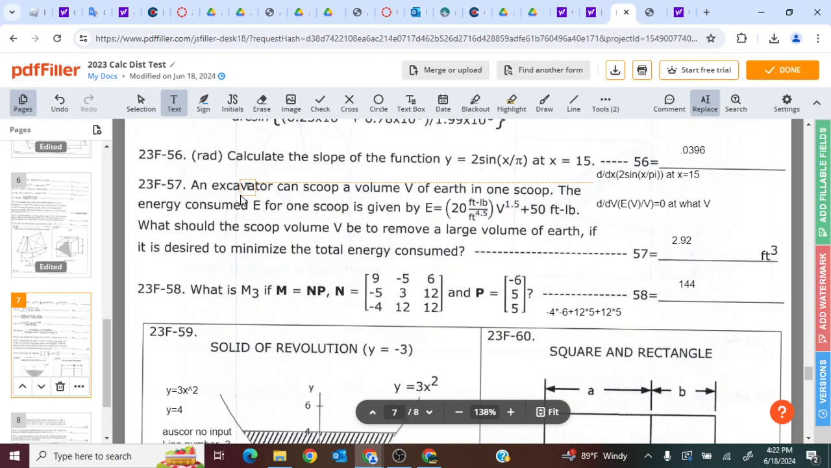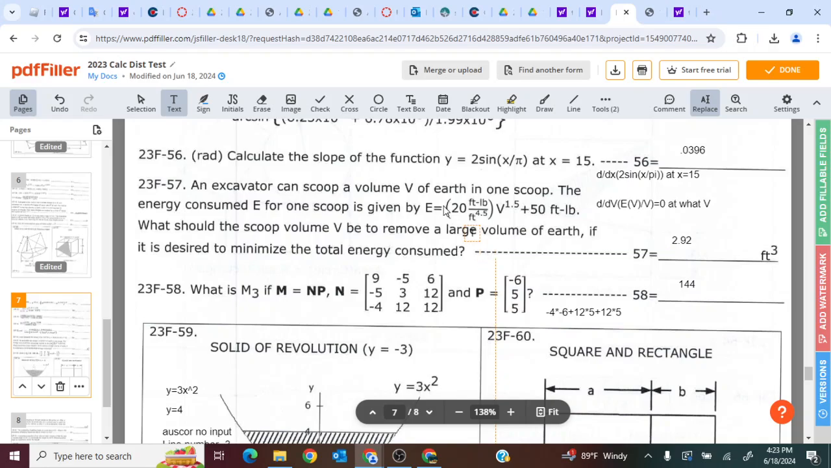Okay, 57. 57 is always a hard one. An excavator can scoop a volume V of the earth in one scoop. The energy consumed is given by this value. What should the scoop volume be to remove a larger volume of earth if desired to minimize the total energy consumed? So since the volume of the earth is always constant, what you're really looking for is the minimum amount of energy per cubic or per volume in a way.